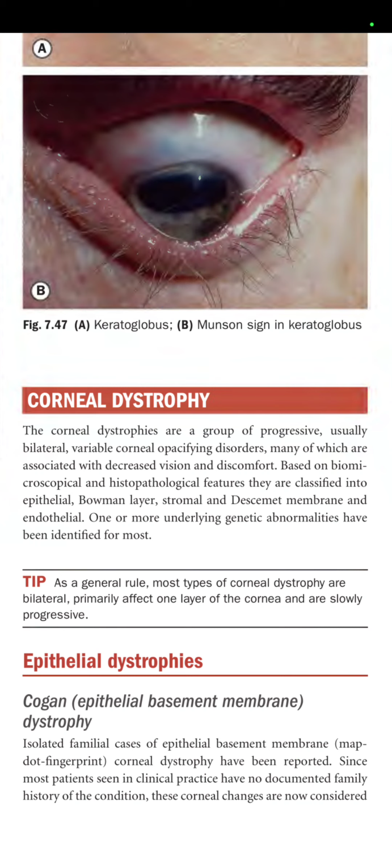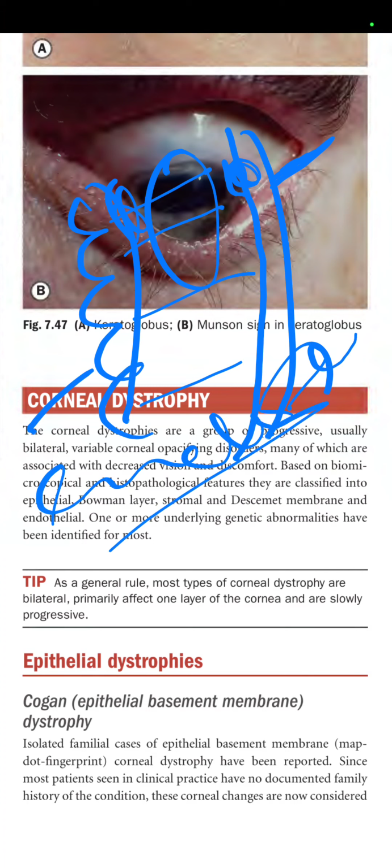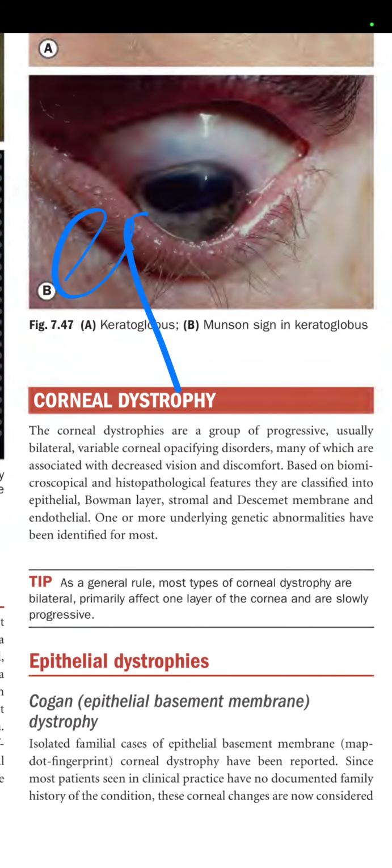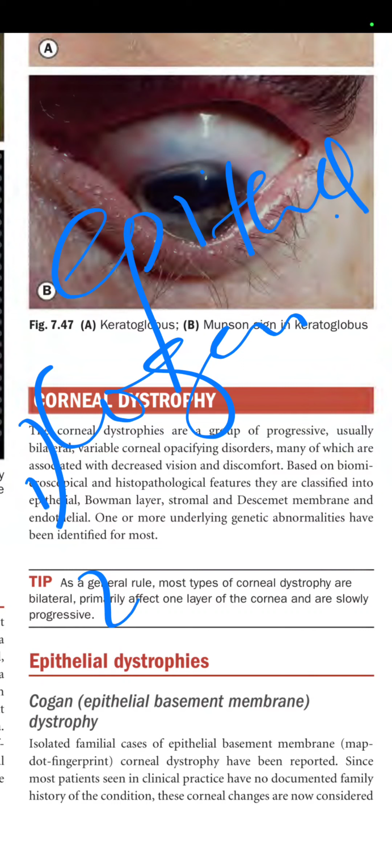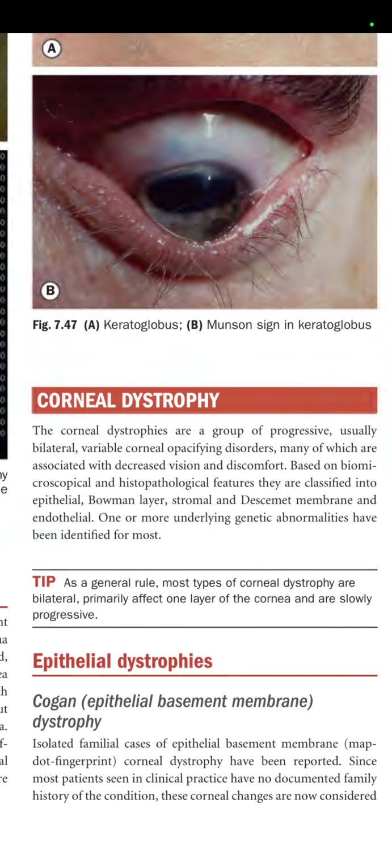So we are going to divide the corneal dystrophies based on the layer of the cornea which is affected. It can affect the epithelium, the Bowman's layer, the stroma, the Descemet's membrane, and the endothelium as well. First of all, we are going to study the epithelial corneal dystrophies. There are two types: number one is Cogan, and second is Meesmann. Just remember this, Cogan and Meesmann are the epithelial corneal dystrophies.